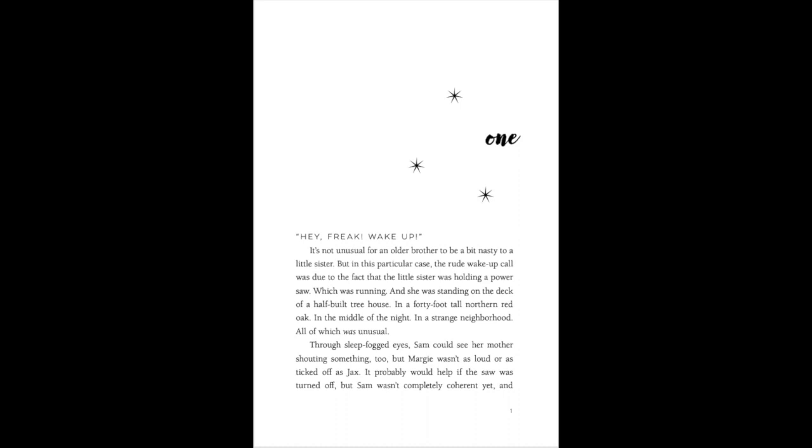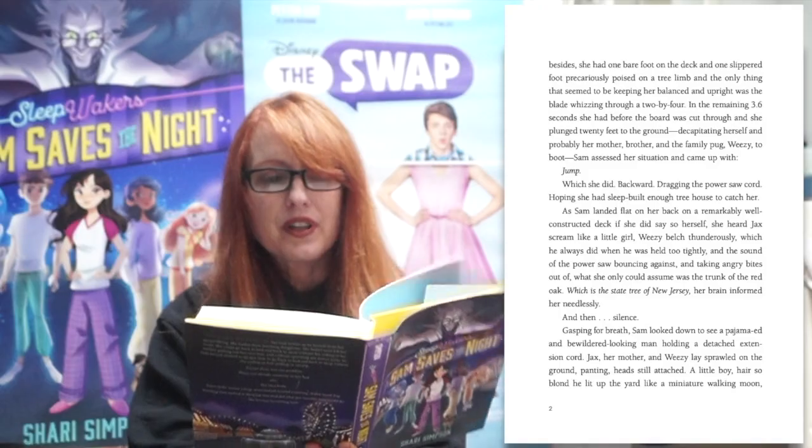But in this particular case, the rude wake-up call was due to the fact that this little sister was holding a chainsaw, which was running, and she was standing on the deck of a half-built treehouse in a 40-foot tall northern red oak in the middle of the night in a strange neighborhood, all of which was unusual. Through sleep-fogged eyes, Sam could see her mother shouting something too, but Margie wasn't as loud or as ticked off as Jax. It would probably help if the saw was turned off, but Sam wasn't completely coherent yet.